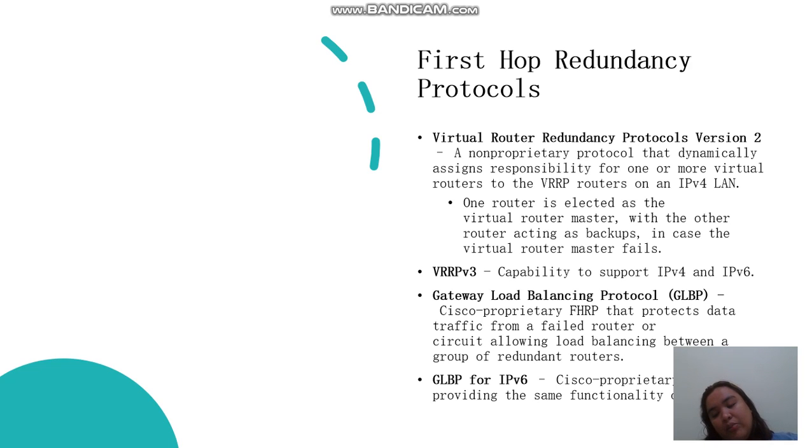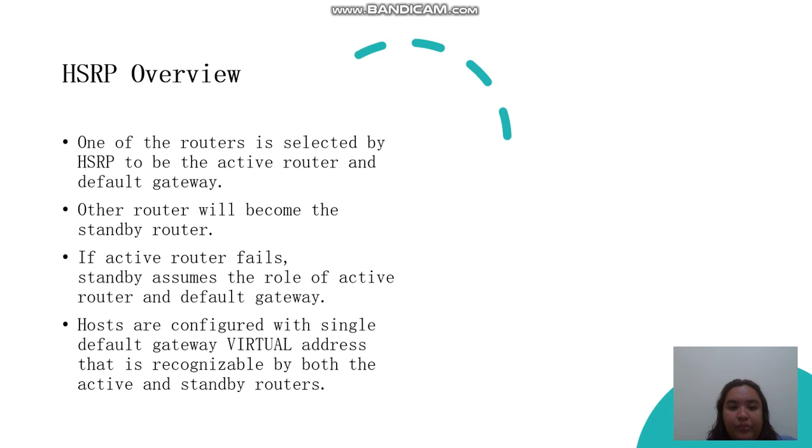Gateway Load Balancing Protocol, or GLBP, protects data traffic from a failed router or circuit, allowing load balancing between a group of redundant routers. Overview of HSRP: one router is selected by HSRP to be the active router and default gateway. The other routers will be standby routers. And if the active router fails, the standby assumes the role of the active router and the default gateway.